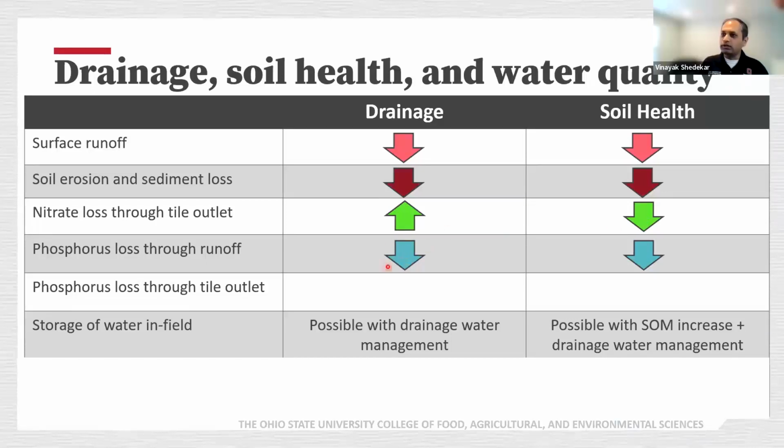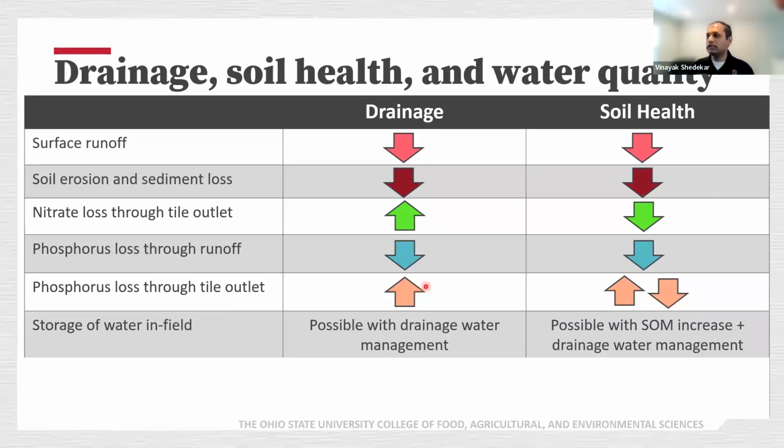As soon as you install drainage, you're reducing soil erosion, and hence from the surface pathways, you're reducing the total phosphorus loss from that soil. Here, similar result in terms of the particulate phosphorus losses through surface runoff. You're definitely looking at a reduction.